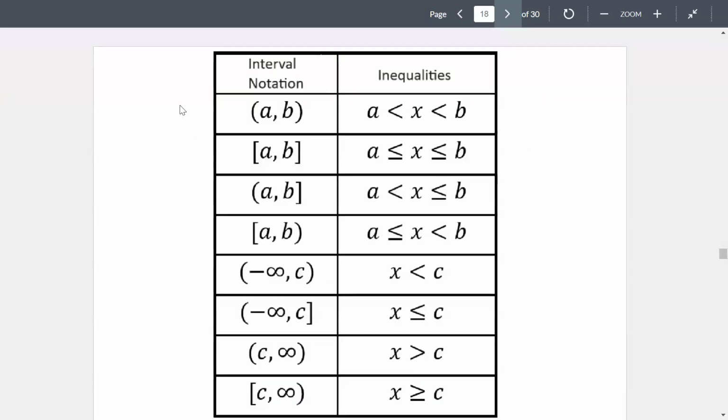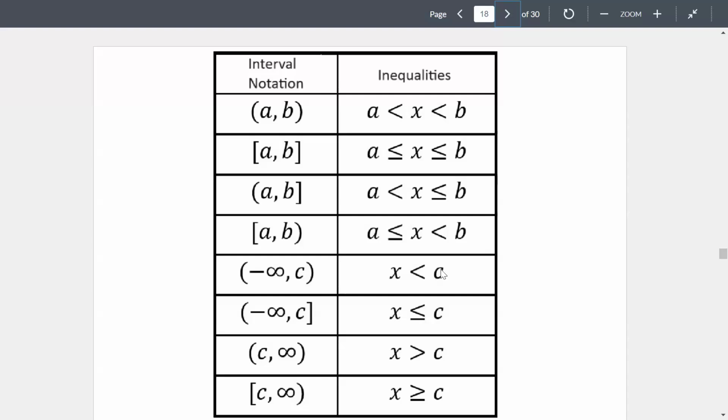So here is just a list of inequalities and their interval notation. If both sides are a strict inequality, then we use parentheses. If both sides of x have a less than or equal to sign, then we're going to use brackets. If the first side is strictly open, but the second side is inclusive, then we have a parenthesis, then a bracket. If the first part is inclusive, but the second part is a strict inequality, then we have bracket, parentheses.